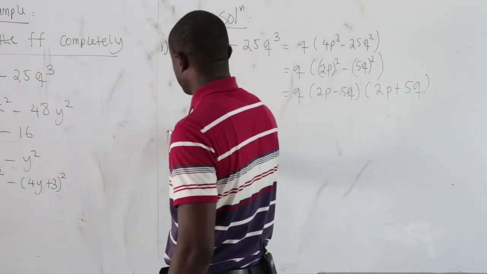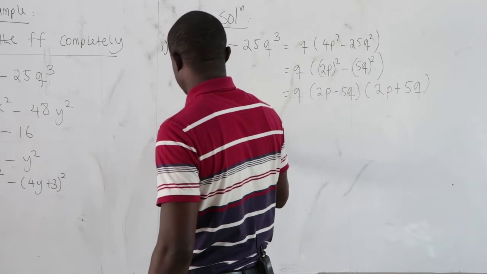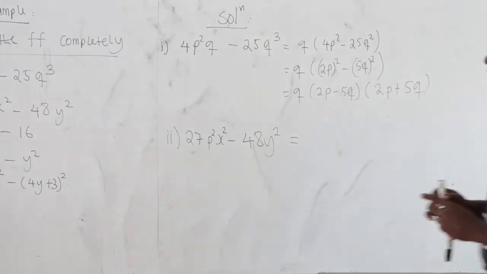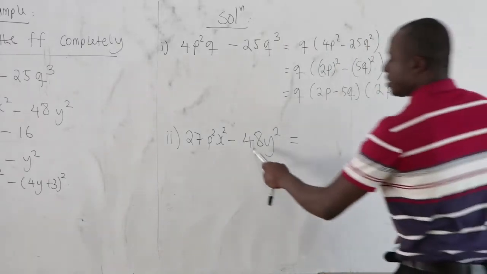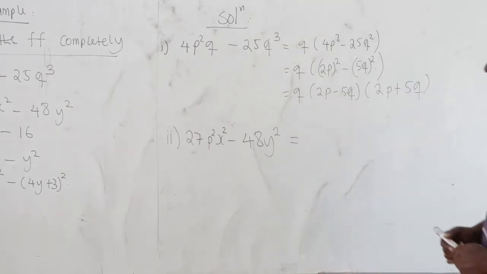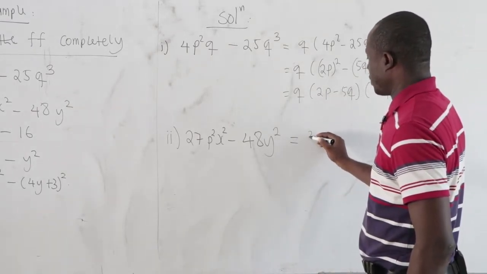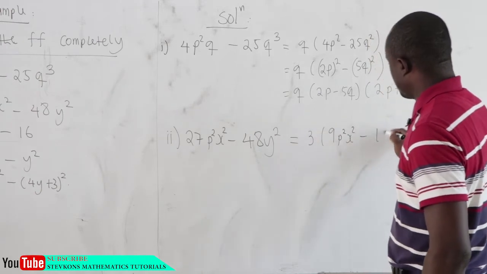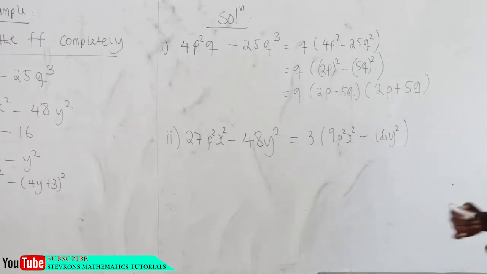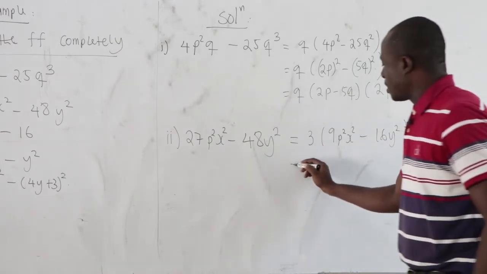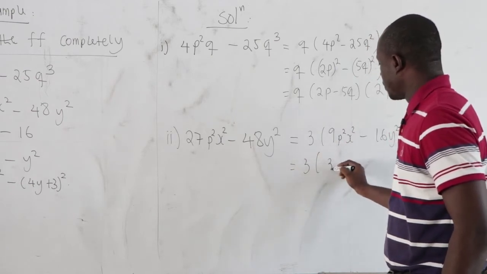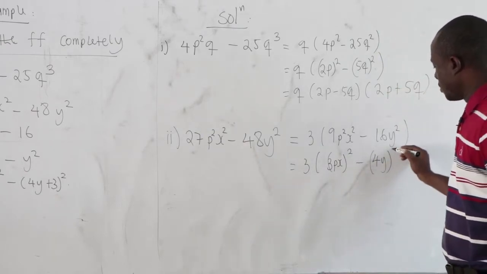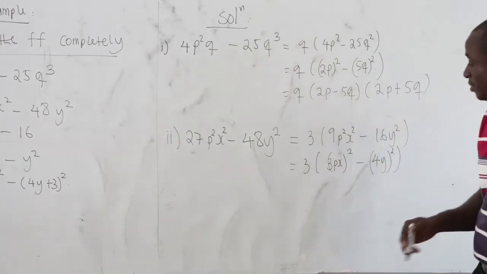Now let's see the second question. You have 27p squared x squared minus 48y squared. With this, what is a common factor? Clearly 3 is a common factor, only 3. When I bring 3 out, I get 9p squared x squared minus 16y squared. 3 times 9 is 27, 3 times 16 is 48. I can change all this to 3px all squared minus 4y all squared, applying the principle we learned earlier on.